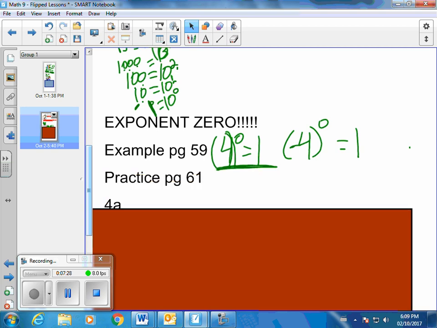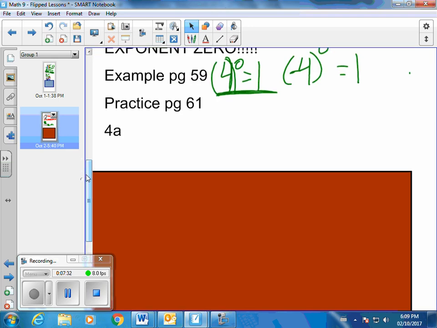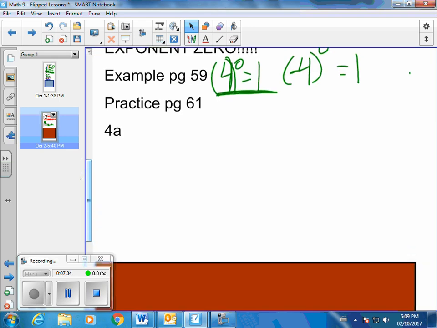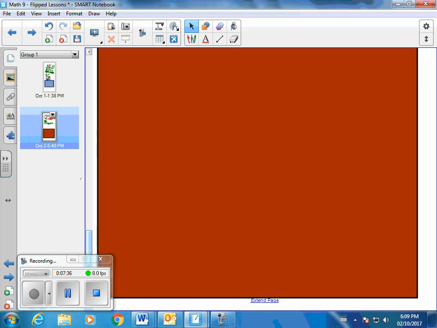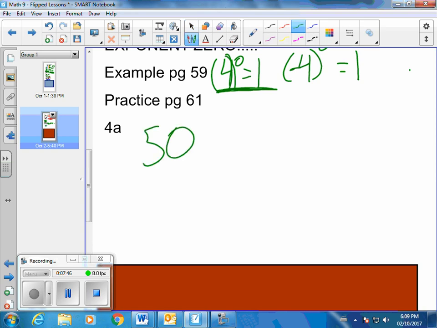Generally, you're going to wind up with stuff a little bit simpler. We're going to do a quick example from page 61 together. So you can take a look at question 4a, 50 to the power of 0. Oh, big scary number, 50. I don't know what to do with that. It's easy. All numbers to the power of 0 equal 1.